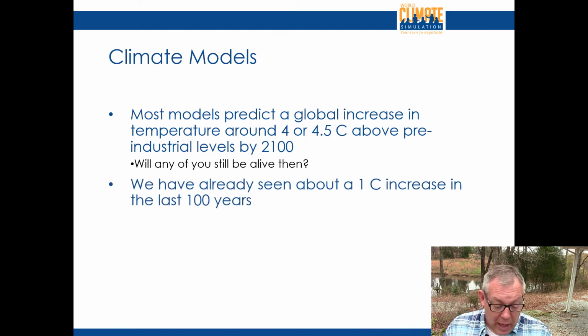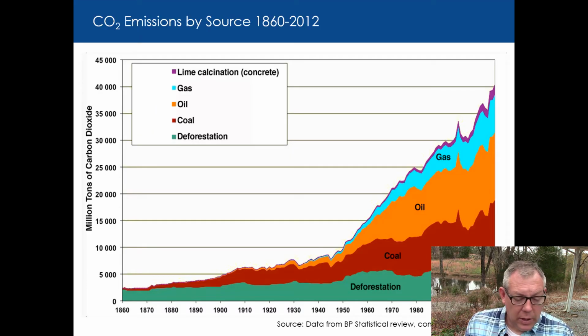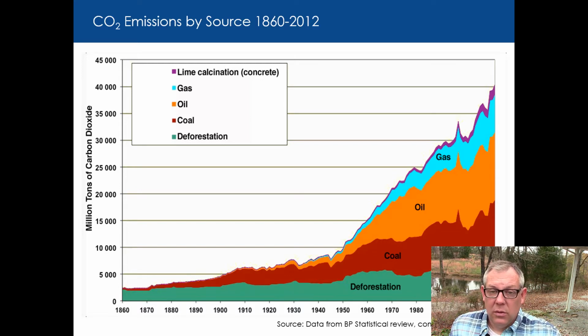And like I said, we've seen about a 1C increase in the last 100 years. And so this 4.5 is above pre-industrial level. So that includes the one we've already seen. And so, here again, you're looking at the source of CO2 emissions by different things, and you can see the radical increase in the late 20th century. And this is from the BP statistical group. So this is probably from British Petroleum. So this is, again, where is your source of data?